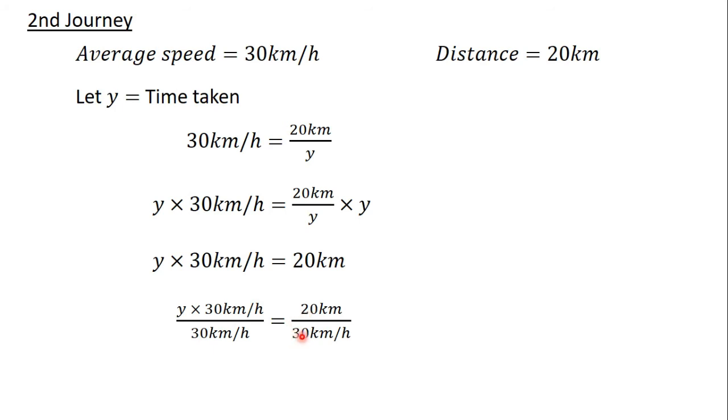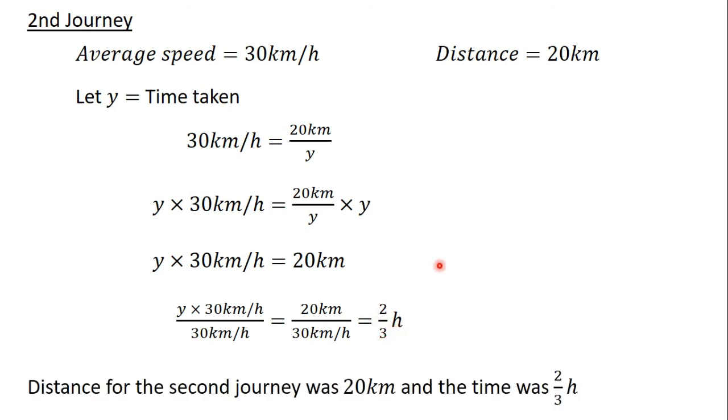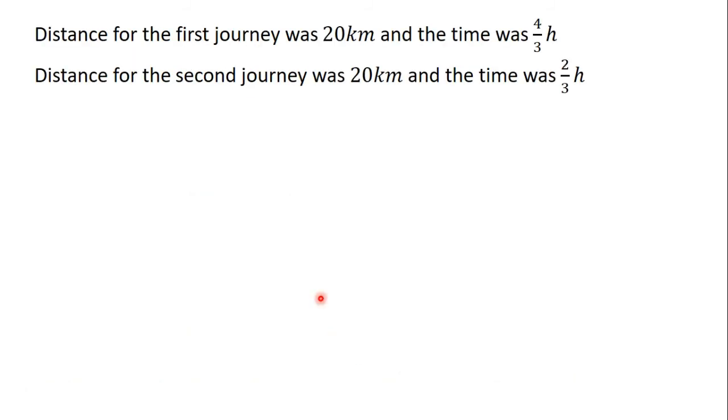20 divided by 30 will give us 2 divided by 3. Kilometers and kilometers will cancel each other out. So y will be equal to 2 divided by 3 hours. So this means that for the second part of the journey, it took the motorist 2 divided by 3 hours to cover the 20 kilometers.